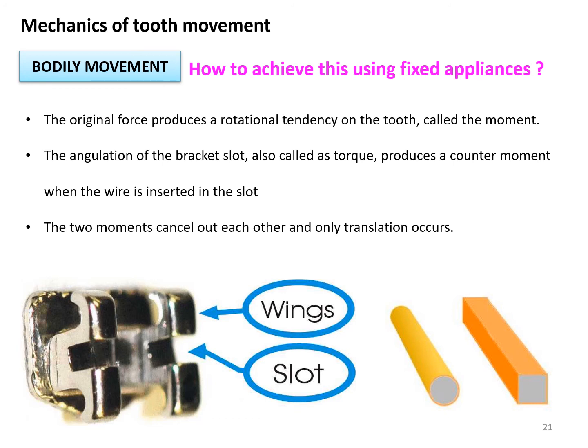However, to counter this, there is another force or a counter moment, which is actually in the angulation of the bracket slot, which is known as the torque. So by using this torque, we can produce a counter movement to the original force. When this happens, these two moments cancel out each other, and there is a pure force which causes the tooth to translate. So that is how we can use fixed appliances to move teeth and affect different movements of teeth.